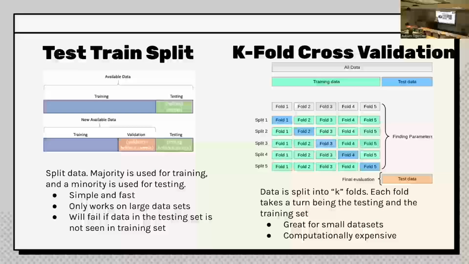data never be seen. The major problem with it is that it takes a lot longer, because in this one, we're only running it once, but in this one, we're running it 5 times. So it can grow exponentially large.